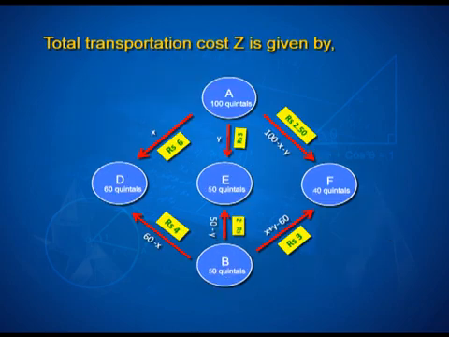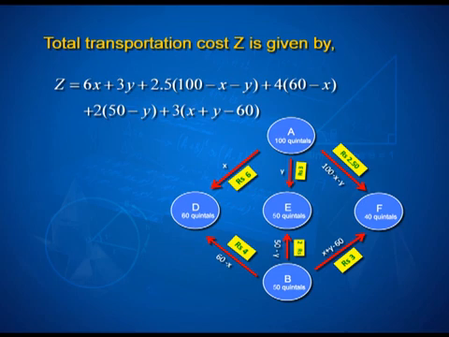And what is the total transportation cost? Just keep this figure in front of you and now calculate the objective function, which is going to be nothing but 6 times X plus 3 times Y plus the cost from A to F. So, 2 rupees 50 paisa per quintal. For 100 minus X minus Y quintals, it will be 2.50 times (100 minus X minus Y). To this, we will add 4 times (60 minus X) plus 2 times (50 minus Y) plus 3 times (X plus Y minus 60).